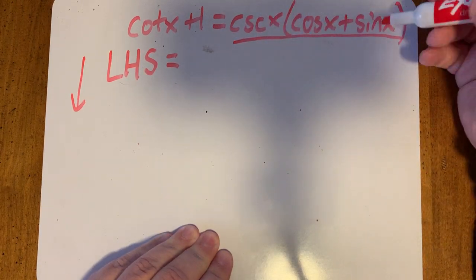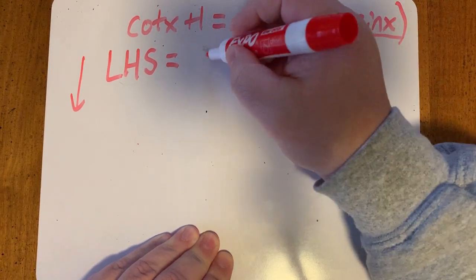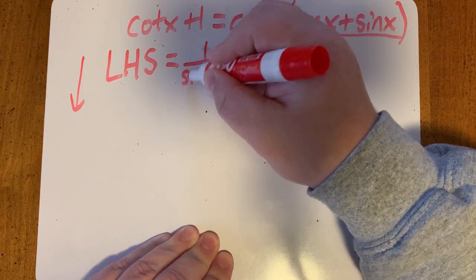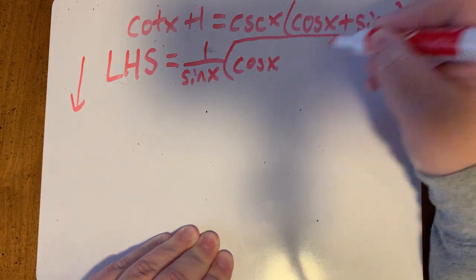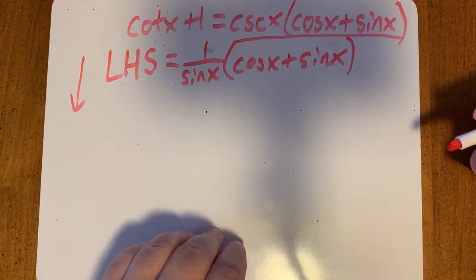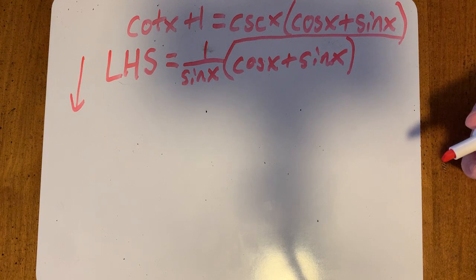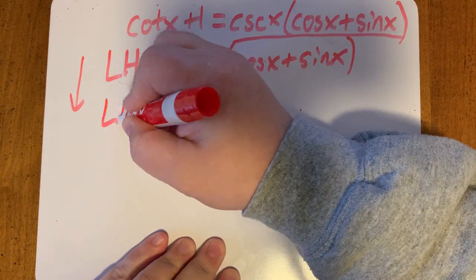So now we want to write everything in terms of sines and cosines. Well, the only thing to change is that cosecant of x. That's 1 over sine of x, and then cosine of x plus sine of x. Now, if you recall in geometry when we did proofs, we couldn't really skip steps. Same thing here. We're not going to be able to really skip steps, so we're going to have to show the algebra out.